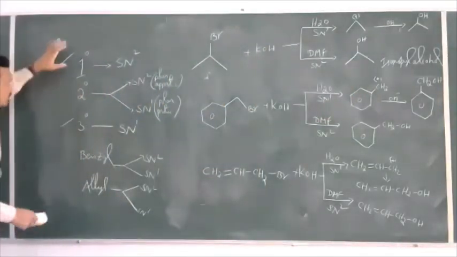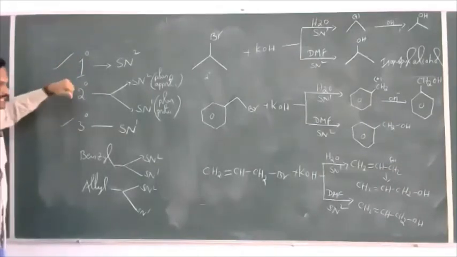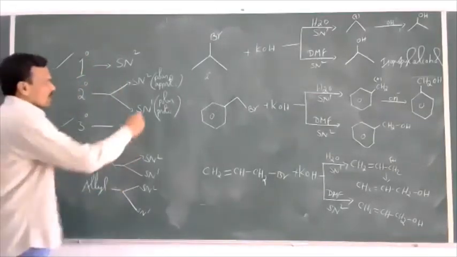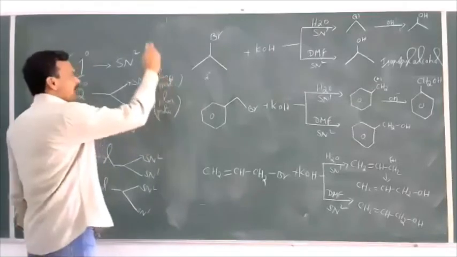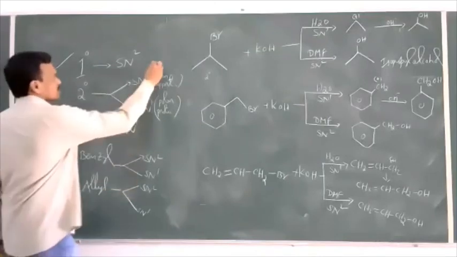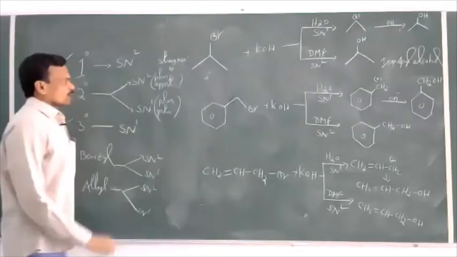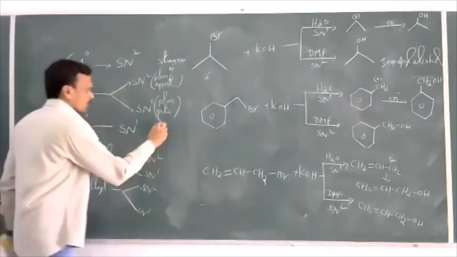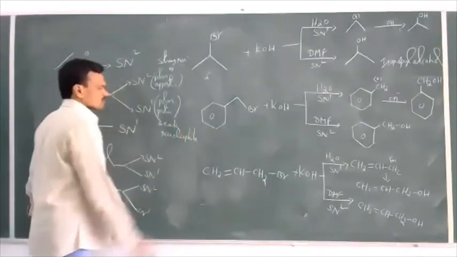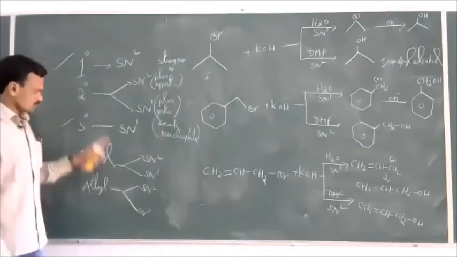So primary gives SN2 except in one case. Secondary gives either SN1 or SN2 depending on the medium and strength of the nucleophile. A strong nucleophile or polar aprotic solvent favors SN2. A weak nucleophile or polar protic solvent favors SN1 mechanism.